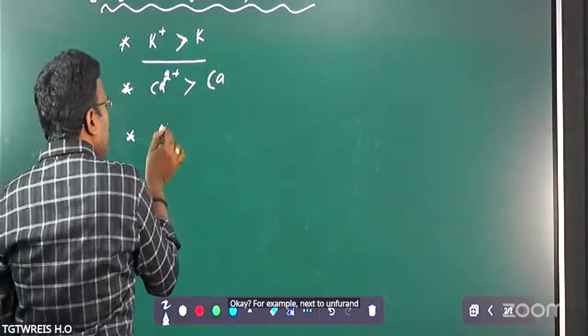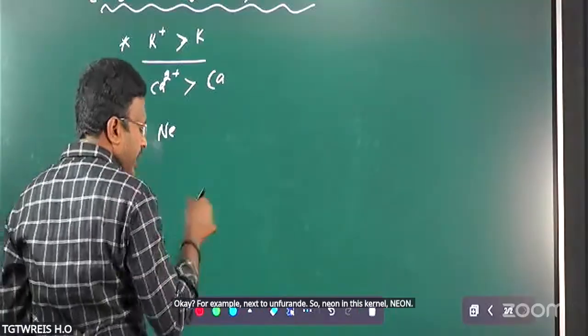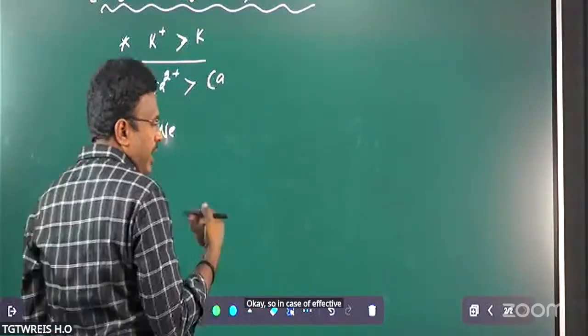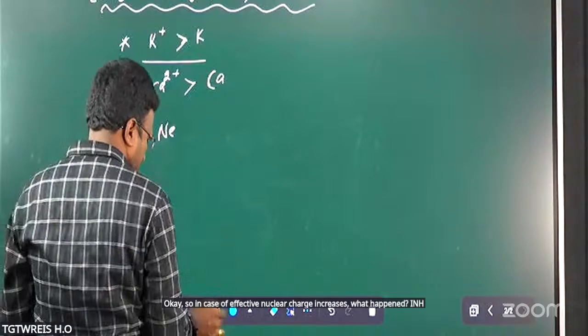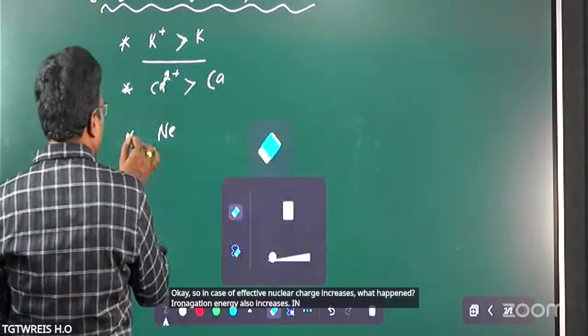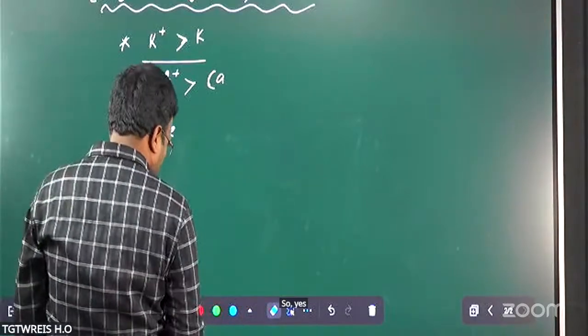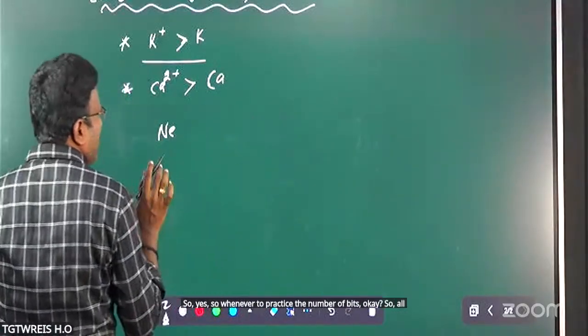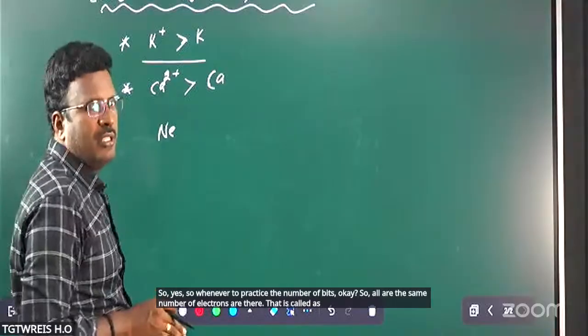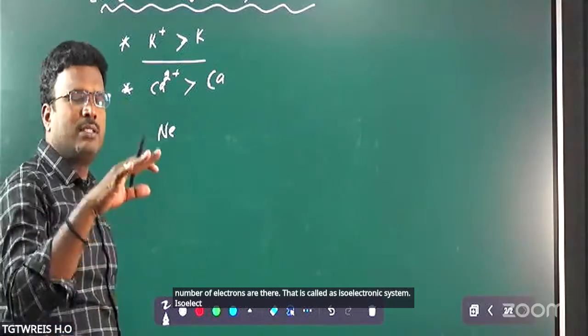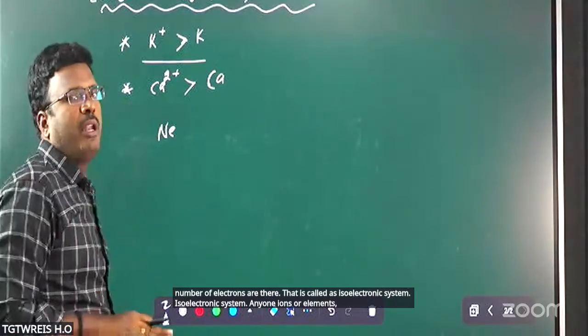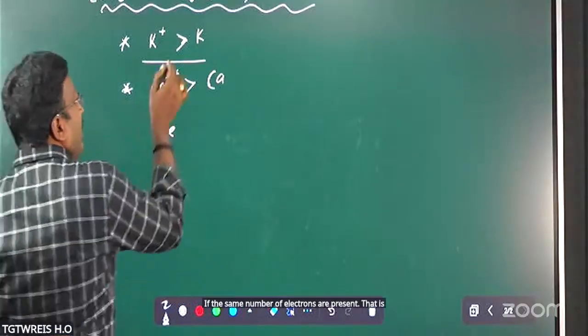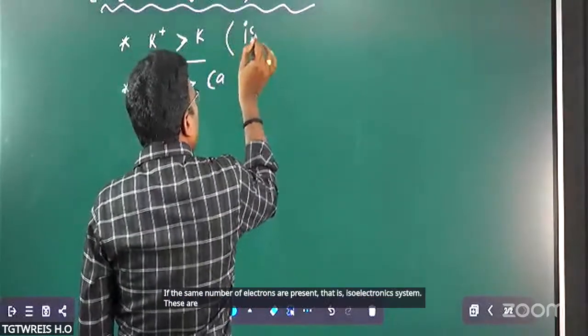So neon. Okay, so in case effective nuclear charge increases, what happens? Ionization energy also increases. So whenever all have the same number of electrons, that is called an isoelectronic system. Any ions or elements, if the same number of electrons are present, that is an isoelectronic system.